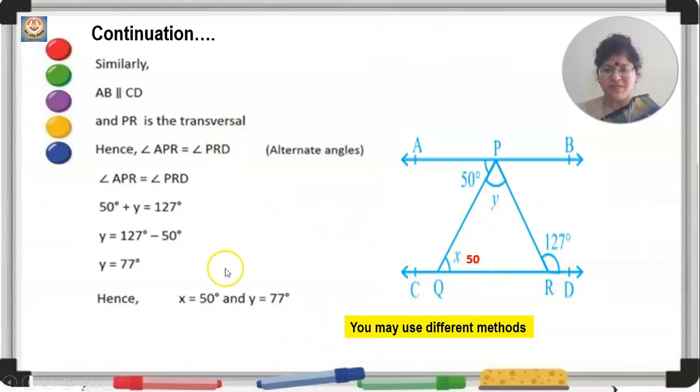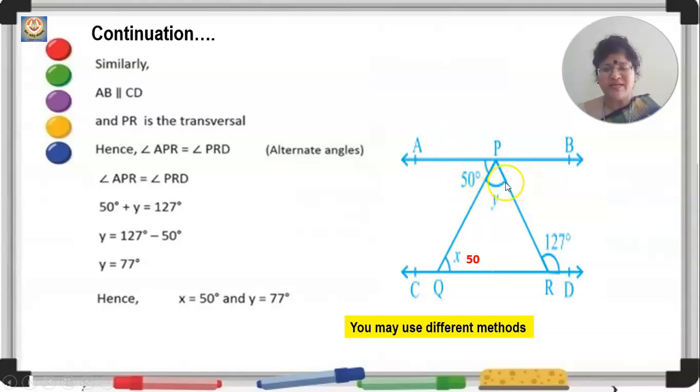Another method is as per the solution that is given out here. Now, angle APR is equal to angle PRD. You know that AB is parallel to CD and PR is the transversal. So look for Z-shape angles, that is APR congruent to PRD. That means if PRD is 127°, what will be the measure of angle APR? It will also be 127°.